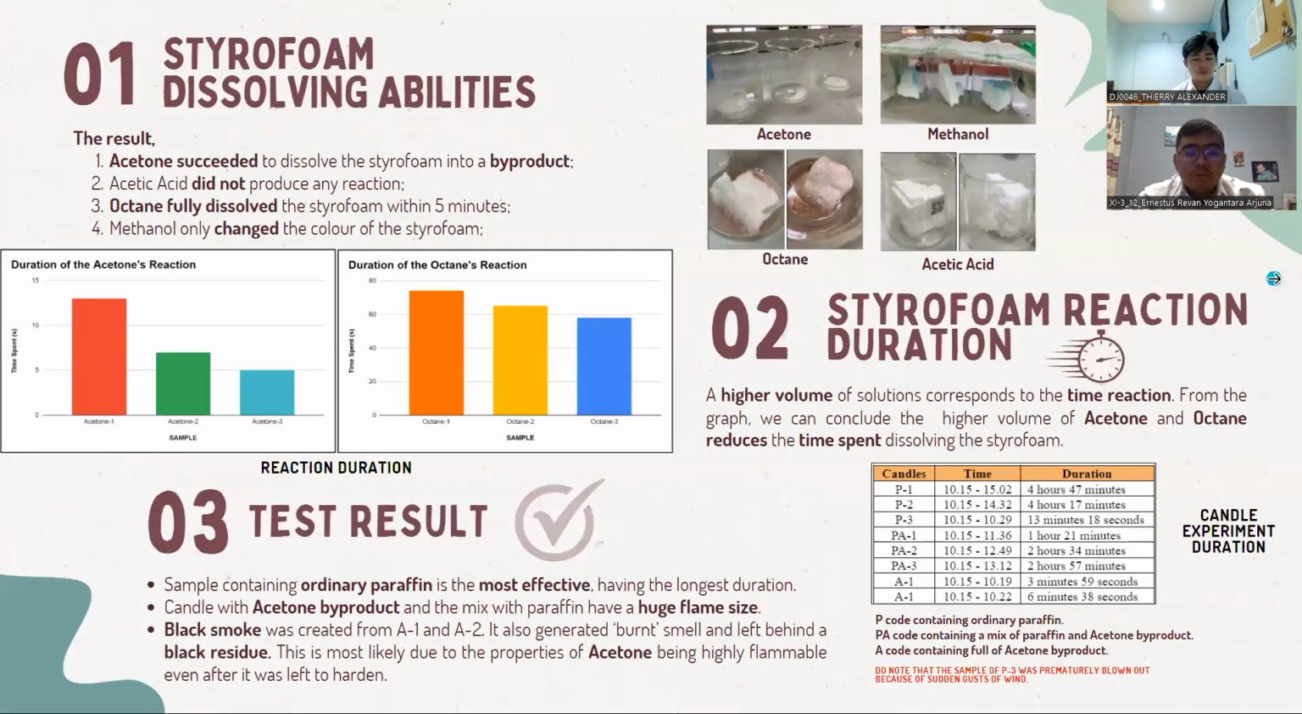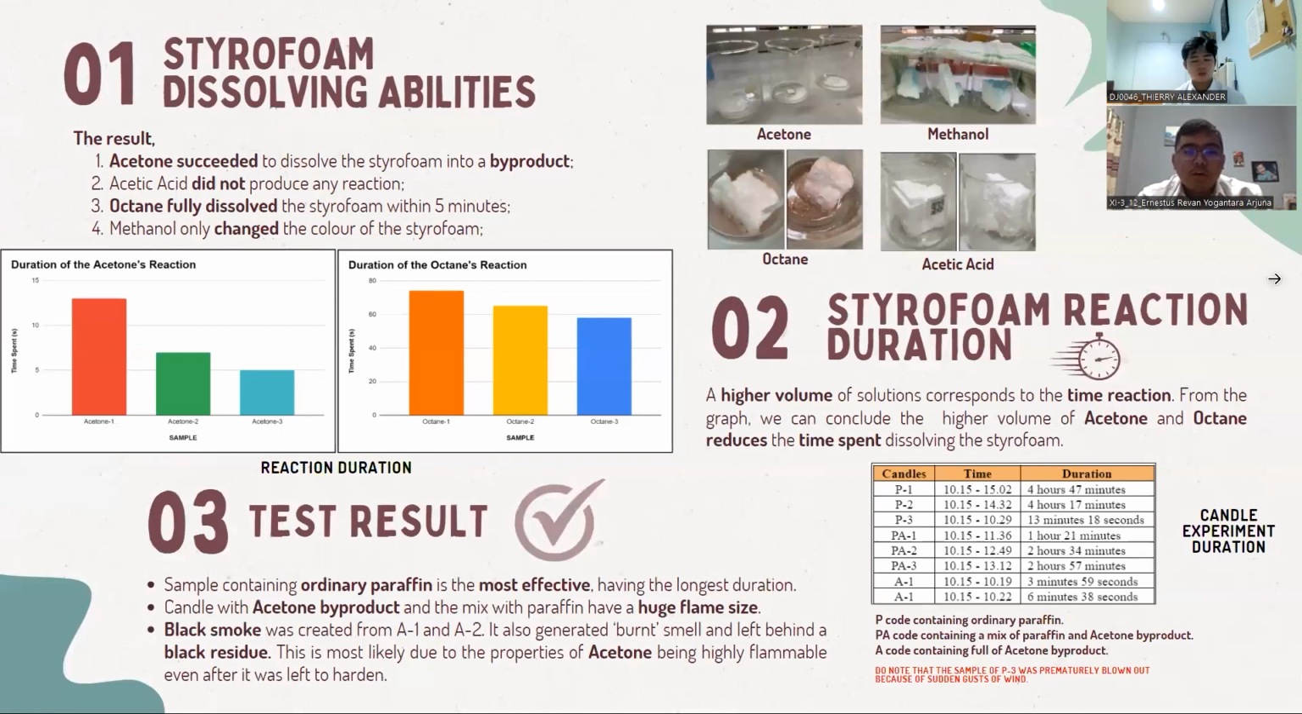I will now, first of all, talk about the styrofoam dissolving ability. For the four chemical solutions that we tested, we found that acetone and octane actually reacted to the styrofoam, in which acetone succeeded in dissolving the styrofoam into a byproduct, meanwhile octane fully dissolved the styrofoam within a 5-minute time span. Other than that, the acetic acid did not produce any reaction, and the methanol only changed the color of the styrofoam.